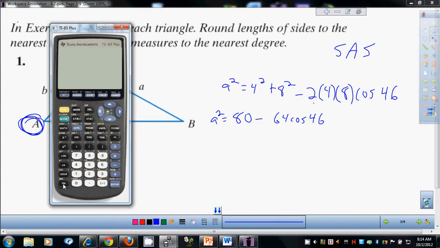Okay, so 80 minus 64 cosine 46. Let me make sure I'm in degree mode. I'm not. Make sure you're in degree mode.